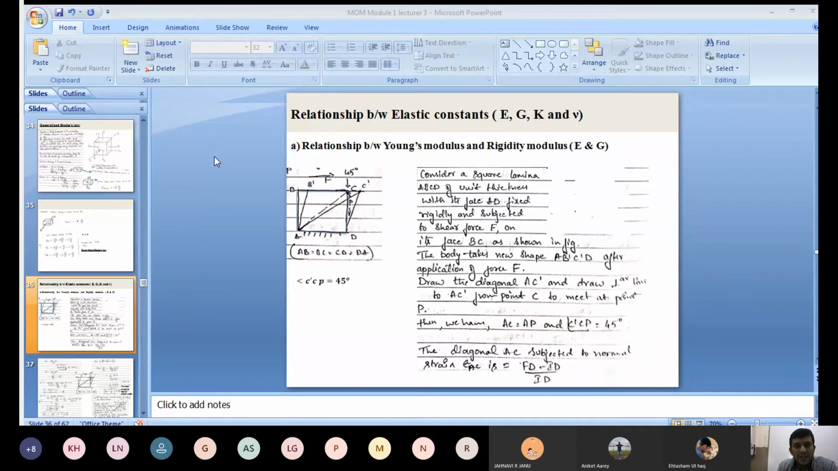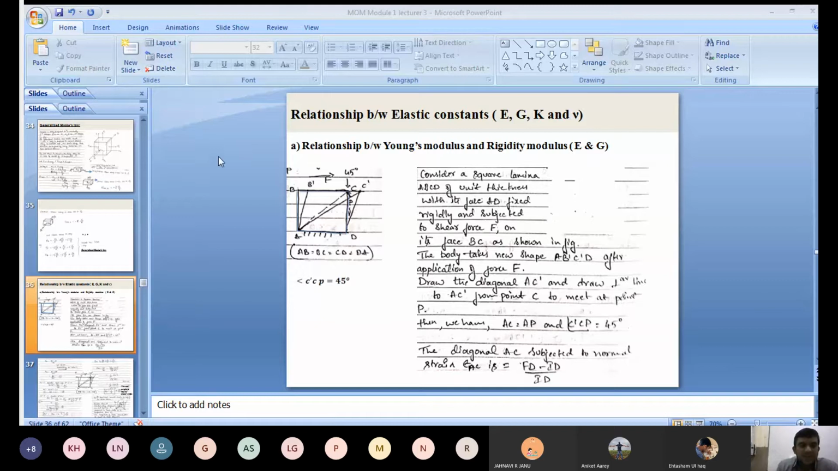Then we have AC equal to AP. And what is the angle C'CP? That angle is 45 degrees. Now where is the strain? The change in dimension takes place only along AC, meaning the diagonal. AC becomes AC'. See that, right?